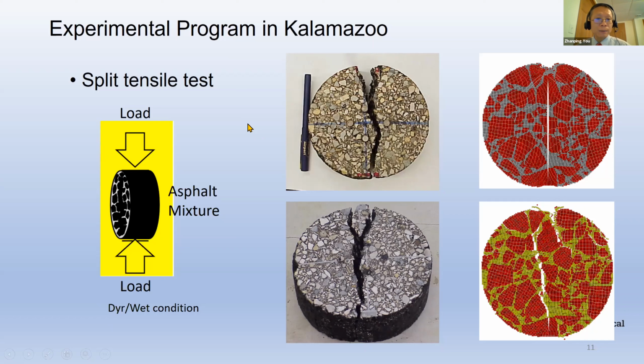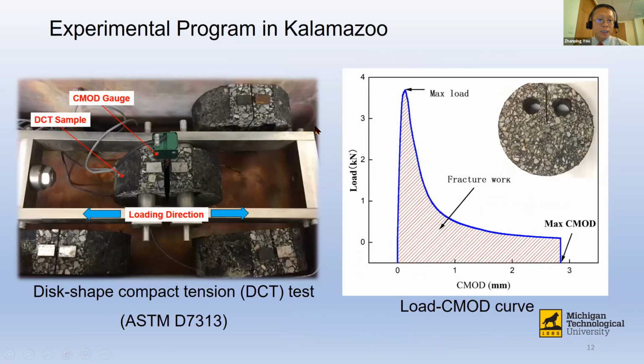We have another type of setup we call the disc-shaped compact tension test, or DCT. During the DCT test, this is the setup. You can see we load the sample, we load it in the horizontal direction, as you can see in the picture, and we can also measure the crack mouth opening distance, which we call CMOD. We measure the load being applied, and also measure the CMOD distance. On this corner, you can see the sample.